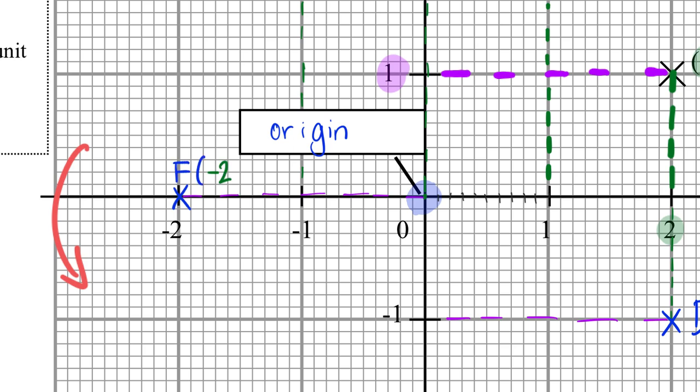X is negative 2, y is 0. Last but not least, my letter G, my point G, happens to be at this particular point where x is 0, y is also 0.